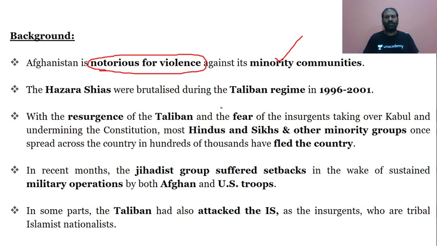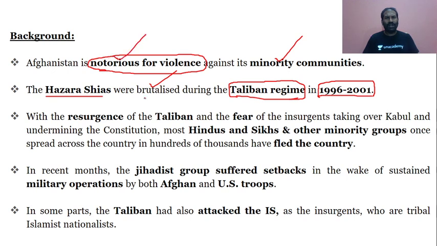As I said, it is the Hindus, Sikhs, and other minority groups which are the target of the Taliban. Then and now, the recent attack, that is on March 26, the attack by the ISIS on the Sikh minority on a Gurudwara in Kabul. And we have also seen the Hazara Shias were brutalized by the Taliban regime. This is also a minority community, and during the Taliban's regime, the time period was from 1996 to 2001. Even the Hazara Shias were brutalized, as the above statement says, notorious for violence.